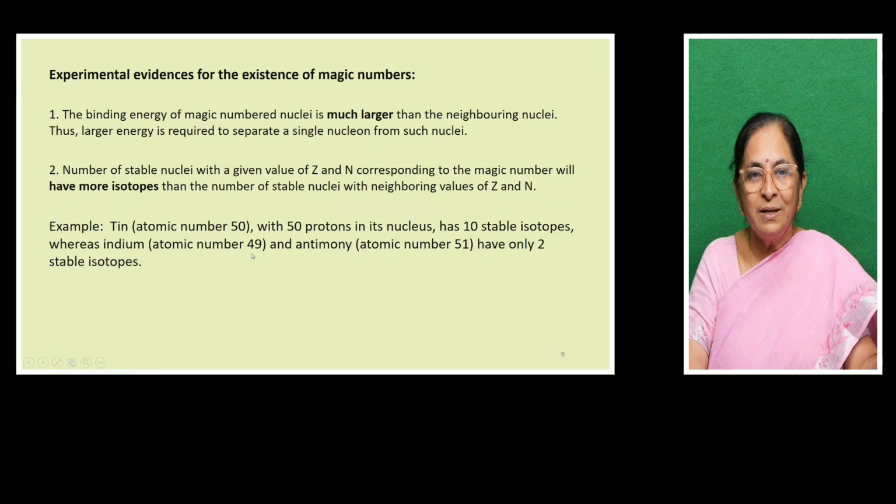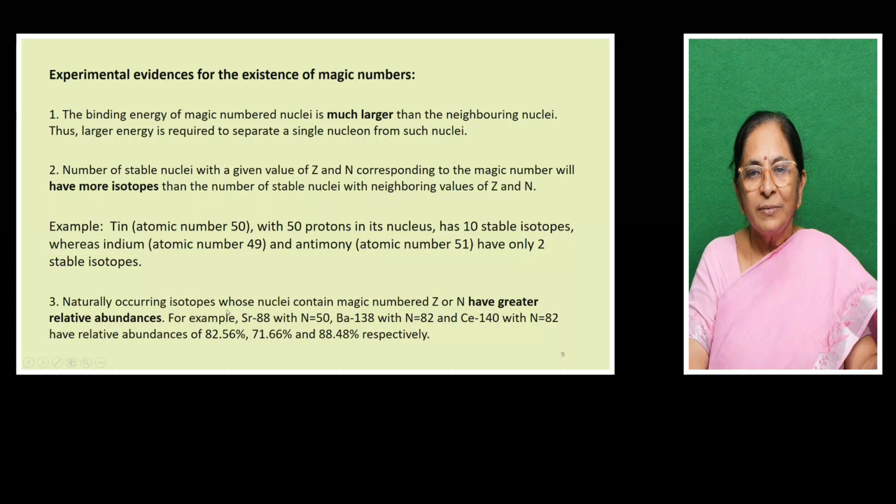So its proton number is not equal to a magic number, though it is very close by, and it has only 2 stable isotopes. This statement clearly explains that if the nuclei has a proton number or neutron number corresponding to a magic number, then they will have more isotopes. So tin has proton number equal to 50, and 50 is one of the magic numbers. It has more than 10 stable isotopes. This example would have clarified this point.